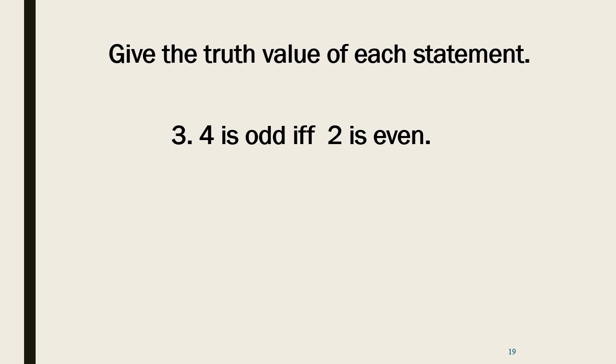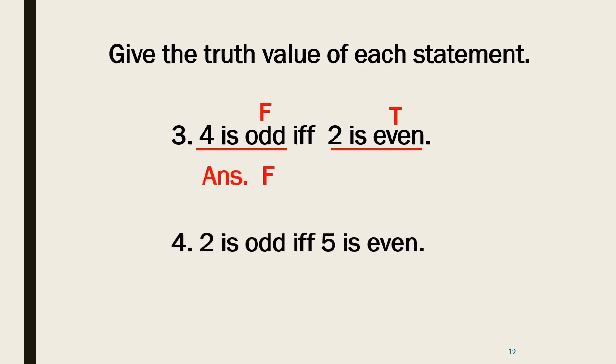For number 3, 4 is odd if and only if 2 is even. 4 is odd, that's false. 2 is even, that's true. So the answer is false. 2 is odd if and only if 5 is even. 2 is odd, false. 5 is even, false. So the answer is true because they are both false. So again, for biconditional, if they are the same, the compound proposition is true.